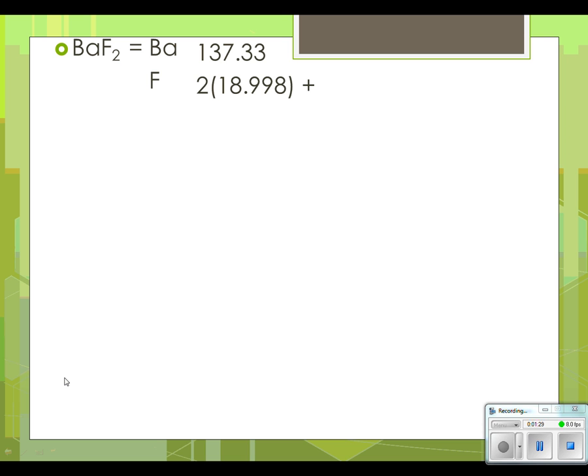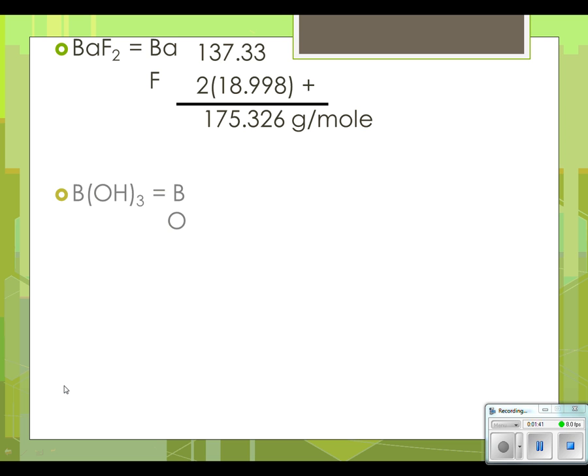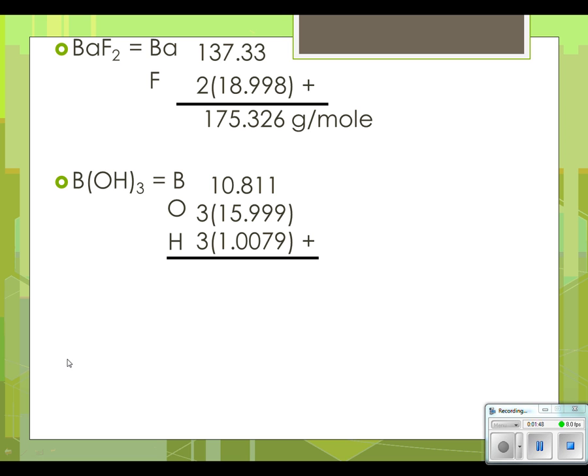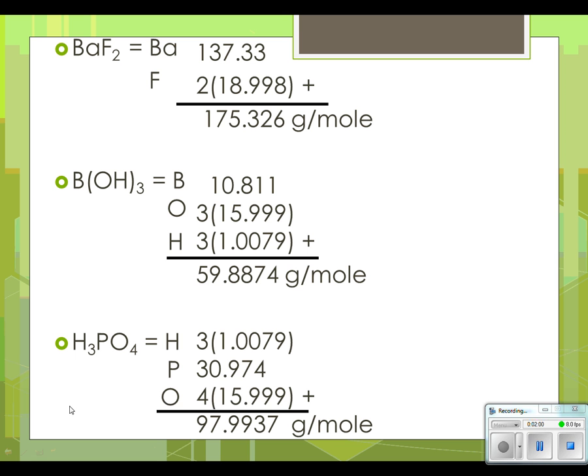To find out what a mole of anything weighs, we need to take the formula and break it down. So here we have BaF2, which is 1 barium and 2 fluorines. We add them together and we get a mass for barium fluoride. We can do that with boron hydroxide, which is what this is, and it has 1 boron, 3 oxygens, and 3 hydrogens. And we get a mass for it, and that's how many grams are in a mole. So we can do that for anything. We just need the subscripts of how many of everything we have.